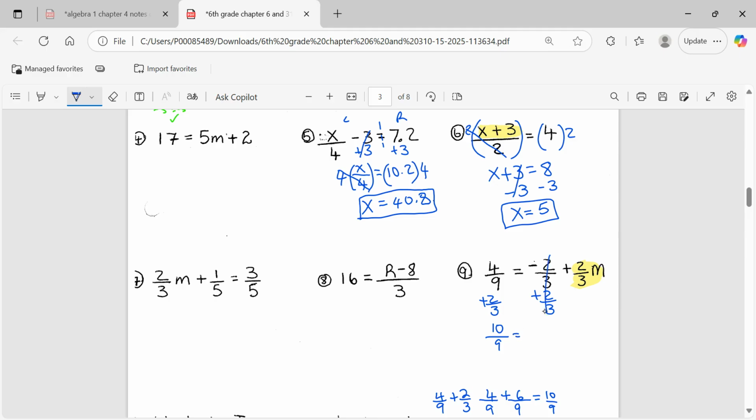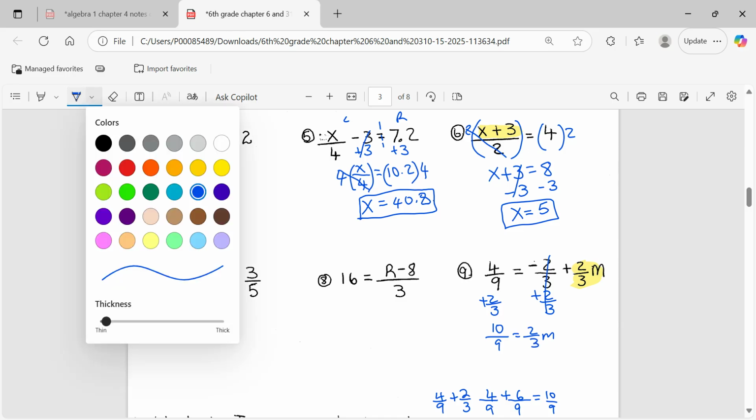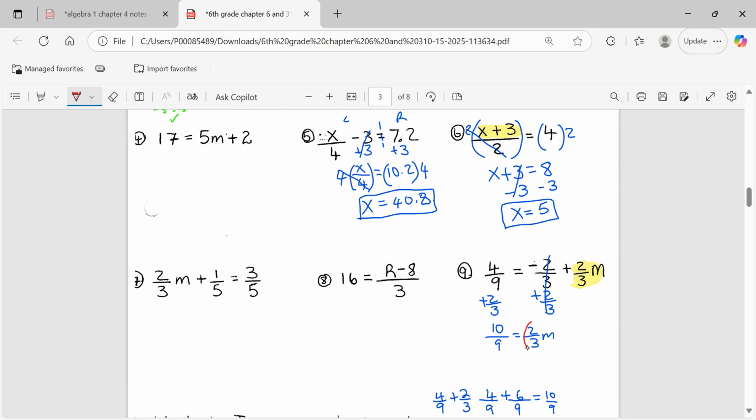And that's equal to 2/3 m. If at any time you need to pause to see what's happening, pause. If you need to slow me down, that's fine. If you want to speed me up, that's also fine. Now, in order to get m by itself, I'm going to do the inverse, right? So this is going to be divided by a fraction. But if you recall, to divide by a fraction is really to multiply by the reciprocal, 3/2. That's what's going to make that 1m.